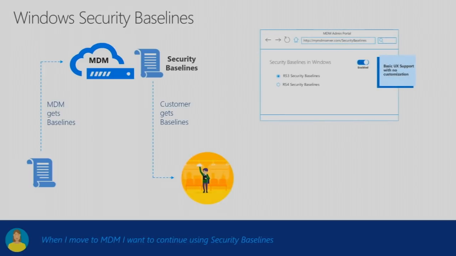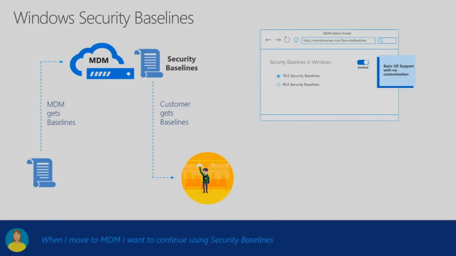So let's take a closer look at what that will look like. So when you go to your MDM console, you will have the option to put security baselines on all your devices with just saying, hey, Microsoft has been recommending these security baselines and I like that recommendation. I'm not going to tweak anything, so just give me those 338 settings and I'm good to go. So that's the basic UX.